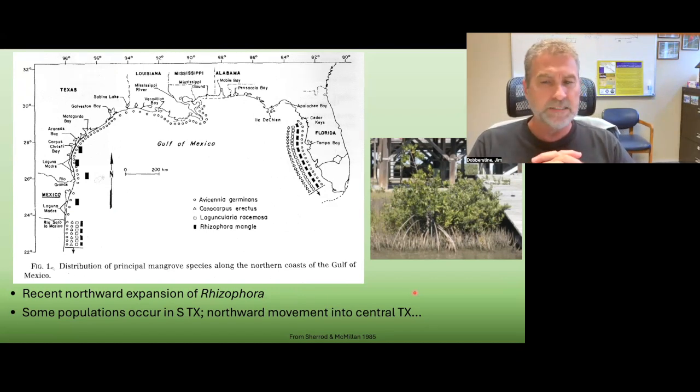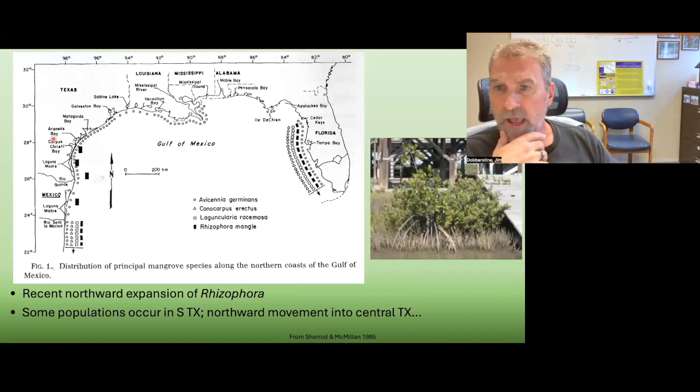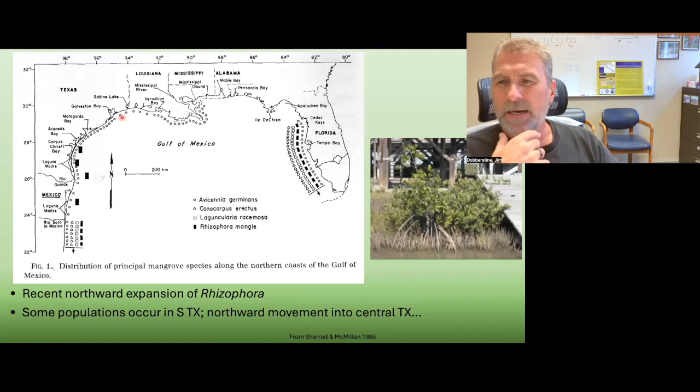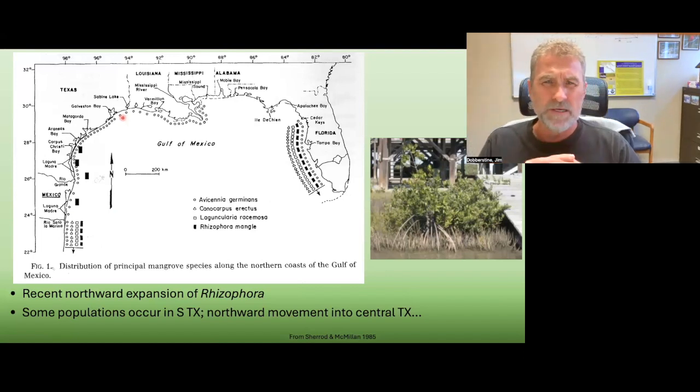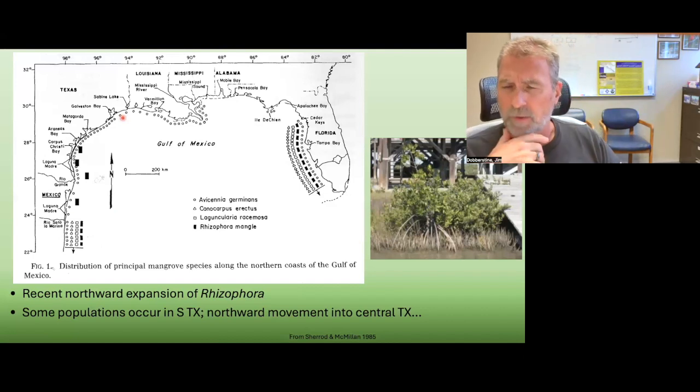So we're again seeing northward movement into central Texas. Here we've got Rhizophora, and this graphic is showing it as far north as Corpus Christi Bay. Now, I personally am not aware of this in the Galveston Bay area. Mostly what I see in my work has been the Avicennia that we'll talk about in a couple of minutes, but I had mentioned that previously as well.